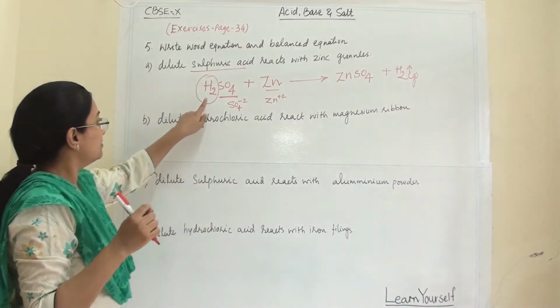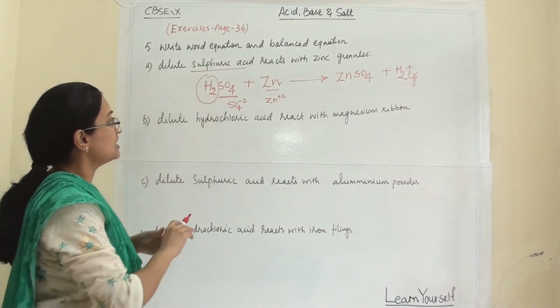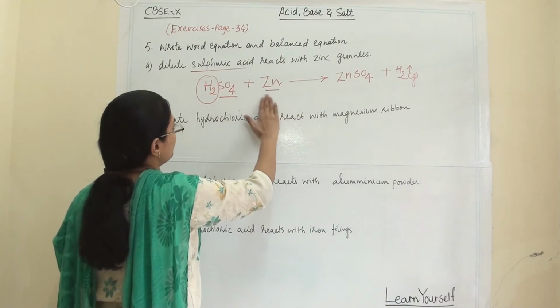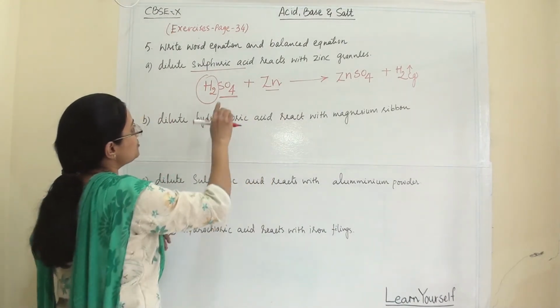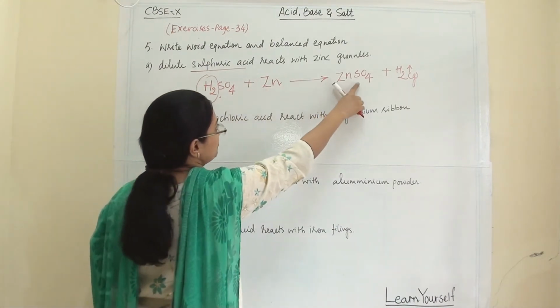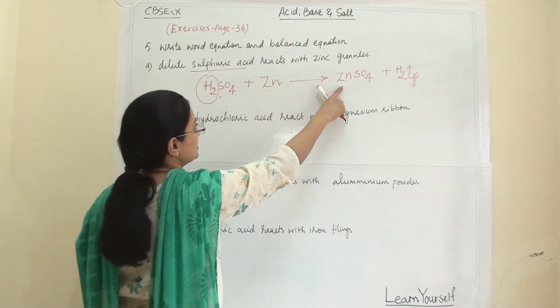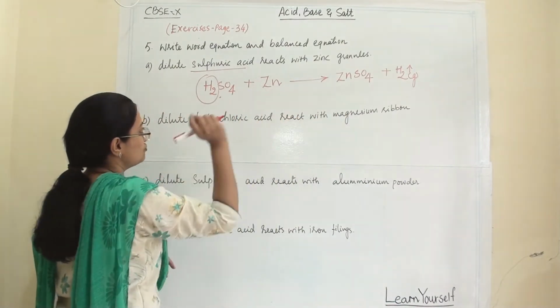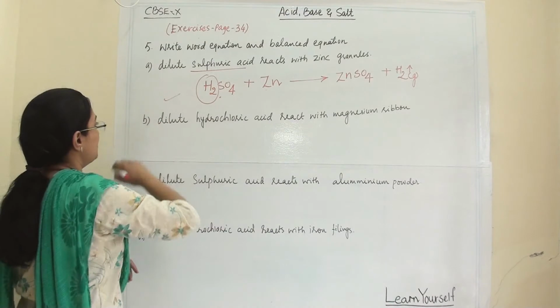Now we will see whether this is balanced or not. So here SO4 is 1. Here also SO4 is 1. Zinc is 1. Zinc is 1. And hydrogen are 2. So our equation is balanced.